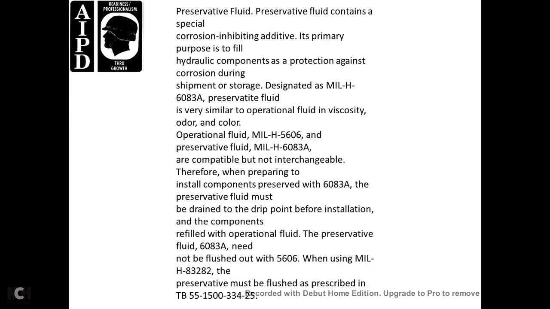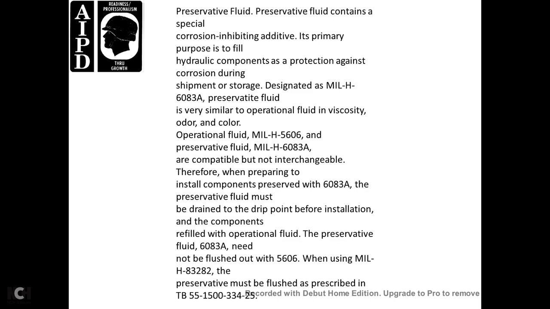55-1533-425. Preservative fluid. Preservative fluid contains a special corrosion inhibitive additive. Its primary purpose is to fill the hydraulic components to protect against corrosion during shipping and storage. Designation MIL-H-6083A. The preservative fluid is very similar to the operational fluid in viscosity, odor, and color. Operational fluid MIL-H-5606 and preservative fluid MIL-H-6083A are compatible but not interchangeable.